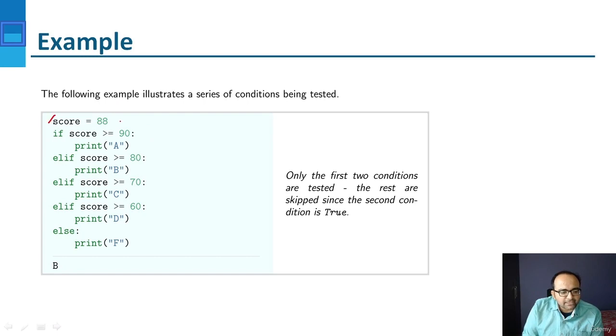Score is equal to 88. We are taking the initial value of score as 88, and look at this condition. 88 greater than or equal to 90 will become false, so it will go to the next block and check this condition: score is greater than or equal to 80. 88 is greater than or equal to 80, so the condition is evaluated to true. Immediately the associated block of statements will be executed, and this b value will be displayed. Directly b will be displayed here, isn't it?